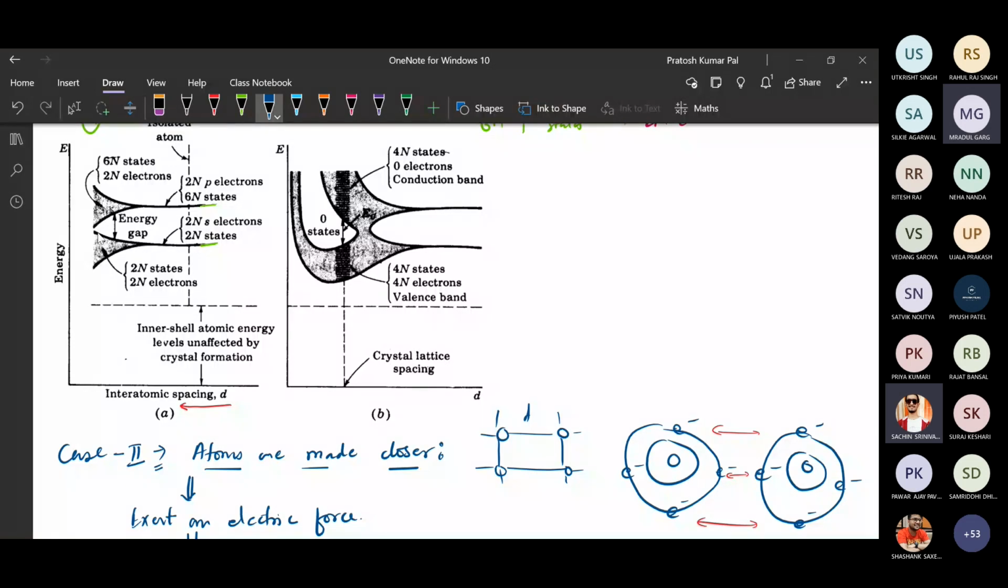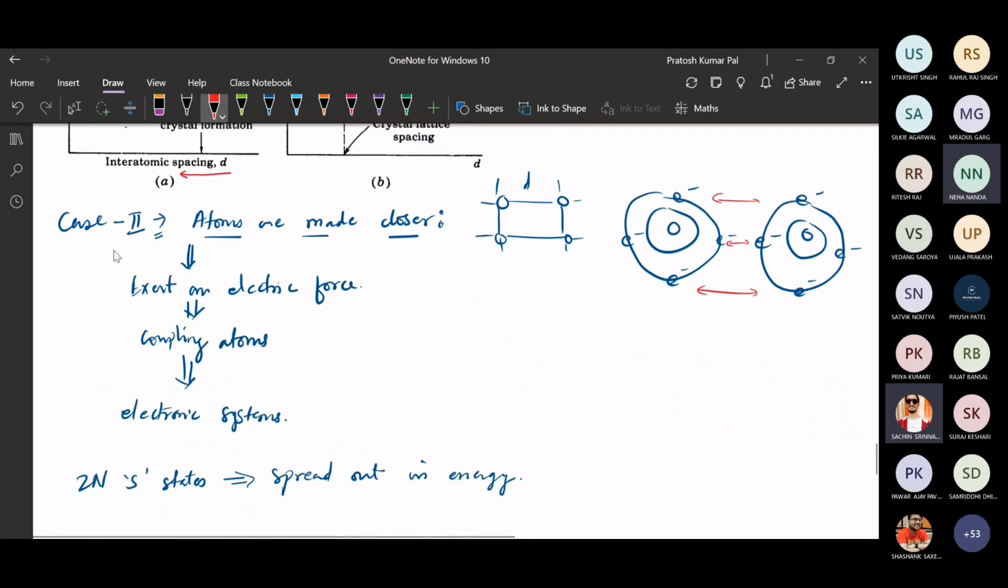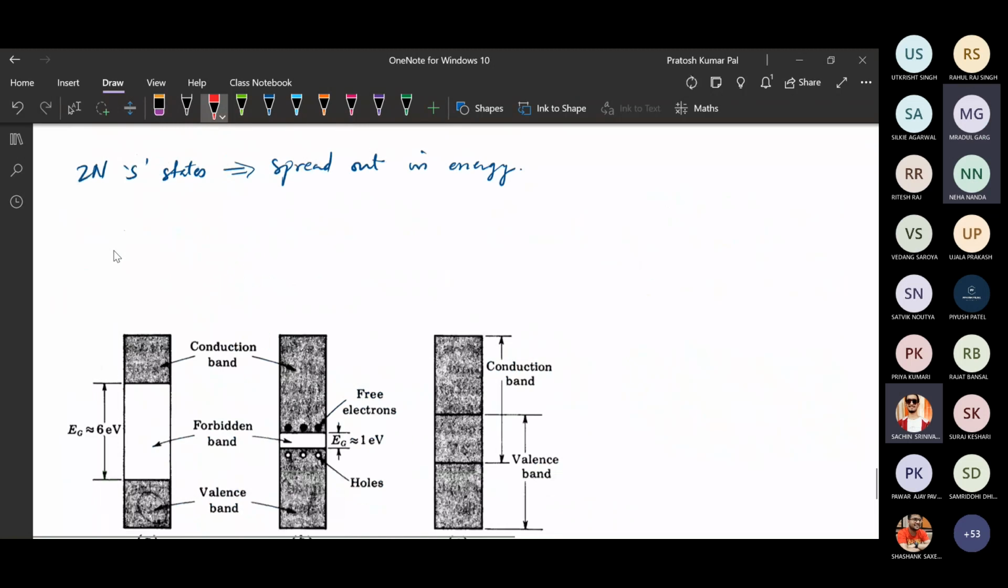Okay, and it will form a band, like it will have a minimum value and a maximum value. Here the atoms have energy levels with some maximum value and some minimum value. Initially the maximum and minimum were the same. But once we reduce the distance, it will spread the energy levels such that it will have a maximum and a minimum.